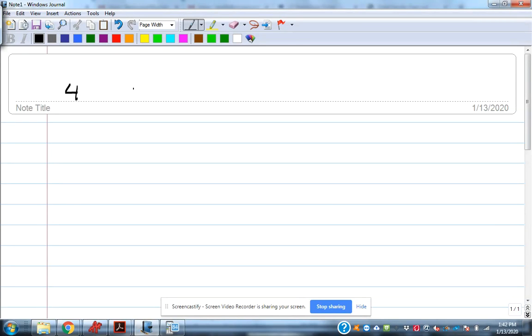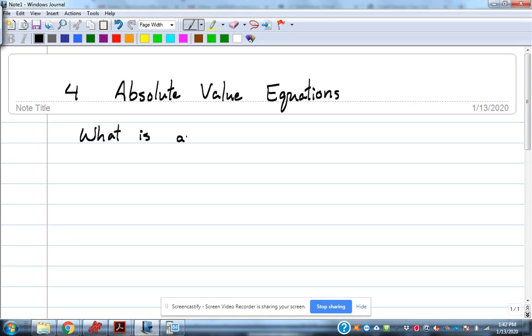All right, so this would be the fourth lesson we've done. We'll talk about absolute value equations today. All right, so the first question that we got to answer is, what is absolute value? We know what it does, but what is it?